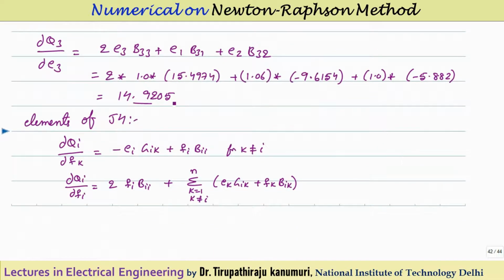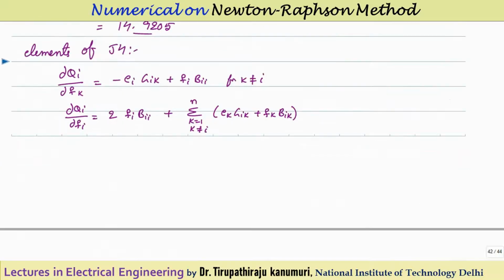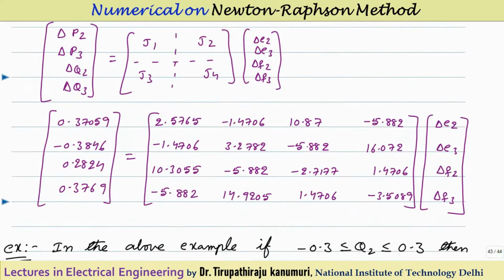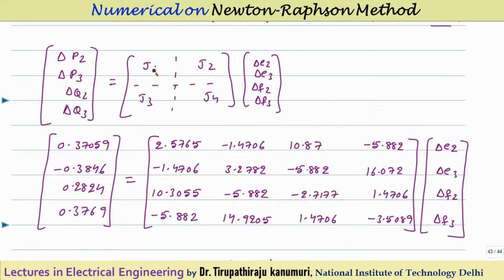Then similarly, I have to calculate dou Q3 by dou E3. Then coming to Jacobian matrix J4, for dQ by dF, again these are the formulas, again substituted and calculated. So I got these values. Once all the matrices or submatrices are calculated, I have to substitute them.